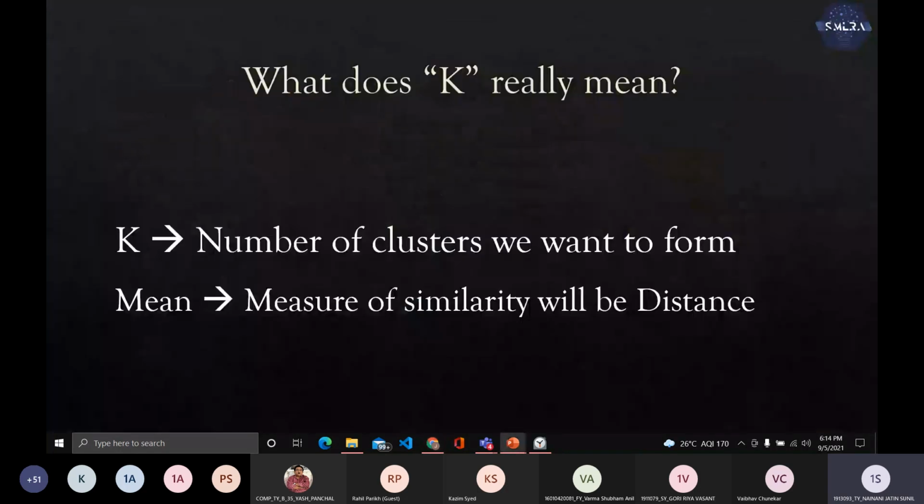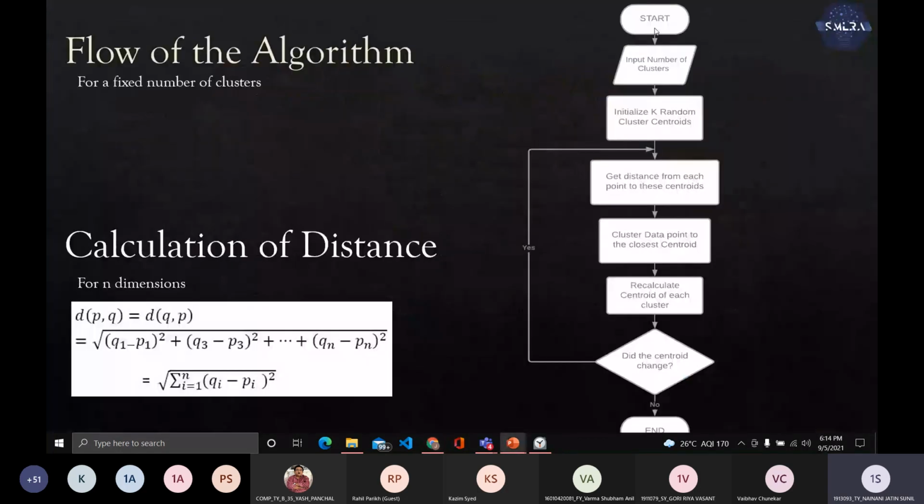So to revise it again, this is a simple flow chart, right? We'll start, we'll input the number of clusters that we want. Next, we'll initialize k random cluster centroids. Then we'll get the distance from each point to these centroids. In the notebook, I used a 2-feature example, that is a 2D example, but you can do it for n features and n dimensions also with this formula. After getting the distance from each point to the centroids, we'll cluster data to the closest centroid. Then again, we'll recalculate the centroid. And lastly, we'll check if the centroid has changed. If it has, repeat steps 2 to 4. If it has not, then, well, that's our initial algorithm.